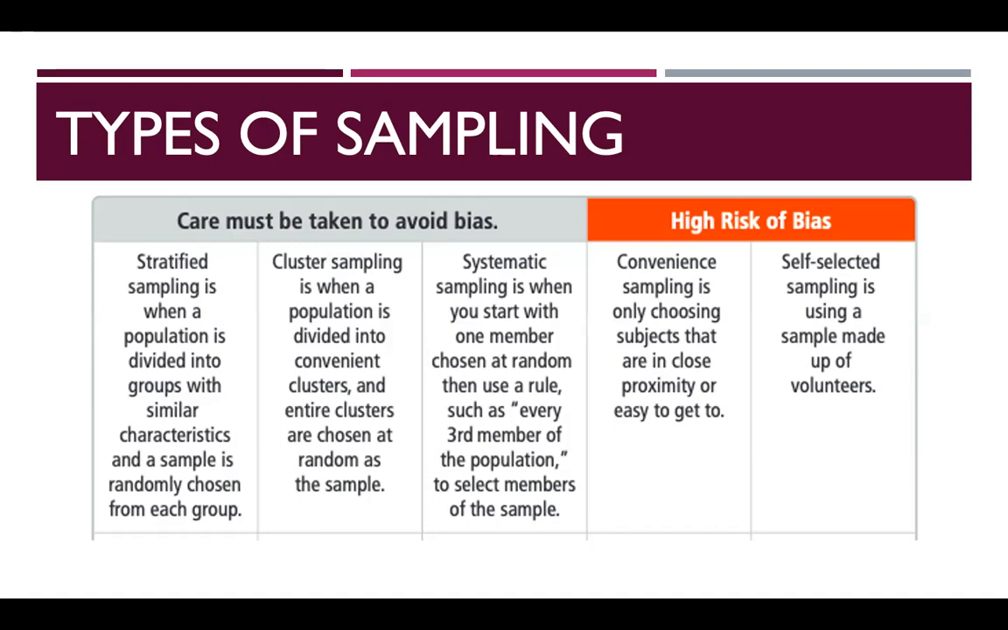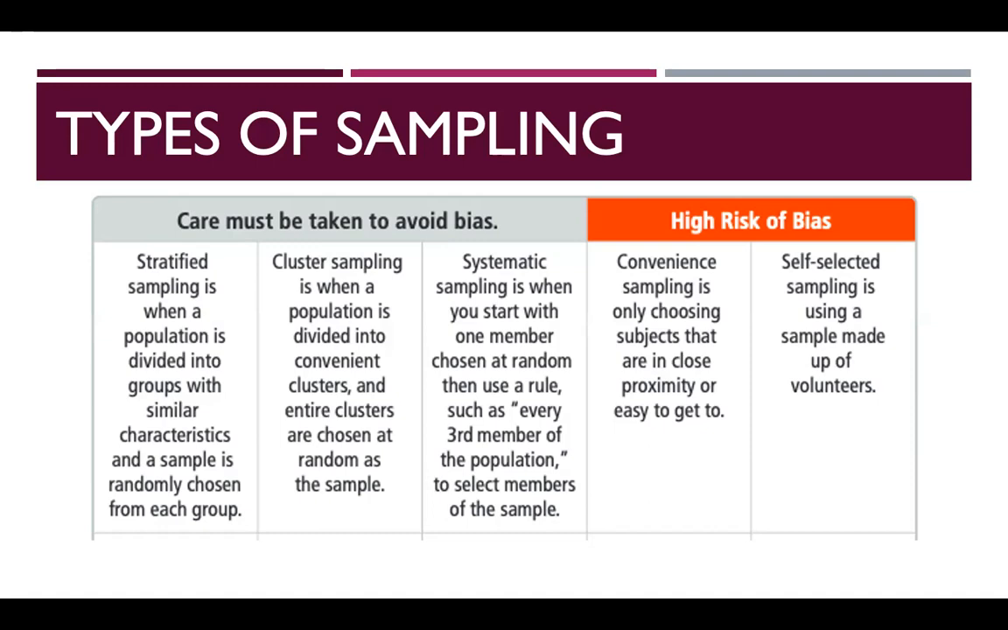Cluster sampling is when a population is divided into convenient clusters and entire clusters are chosen at random as a sample. So if we stick with the same example with high school, I would still split you up by grade, but then I'm taking the cluster. I'm taking all the 11th graders. That's going to be my cluster.